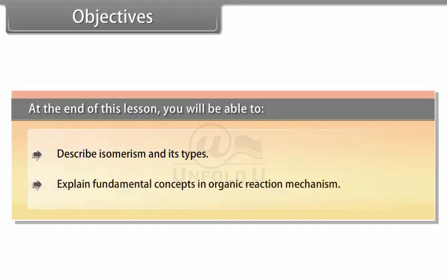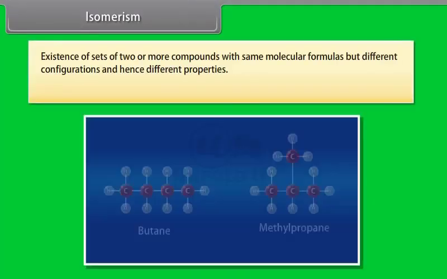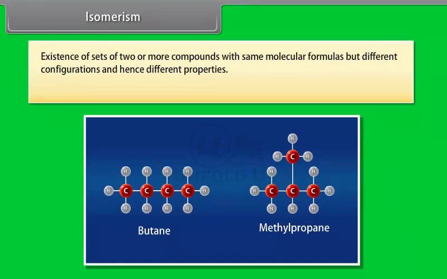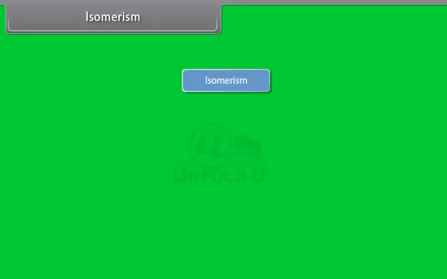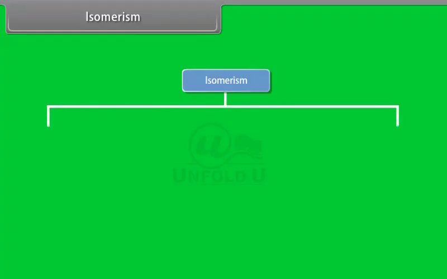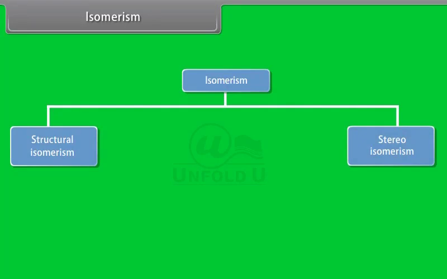At the end of this lesson, you will be able to describe isomerism and its types, explain fundamental concepts in organic reaction mechanism. Isomerism. Existence of sets of two or more compounds with same molecular formulas but different configurations and hence different properties. The compounds are called isomers. Different types of isomerisms are: isomerism can be grouped into structural and stereoisomerism.